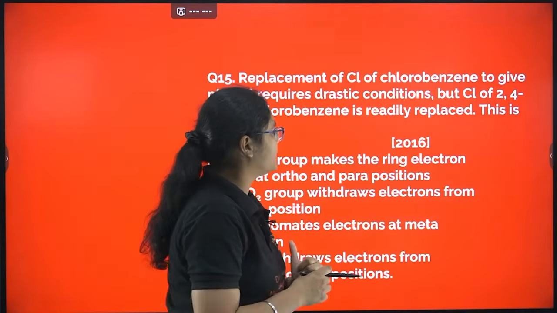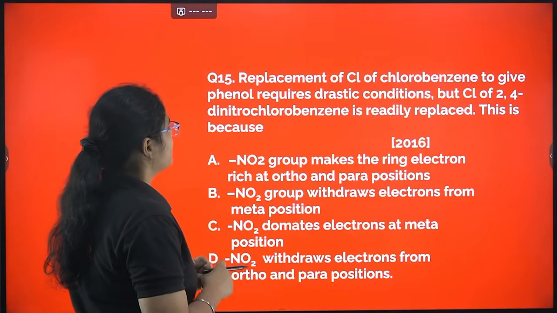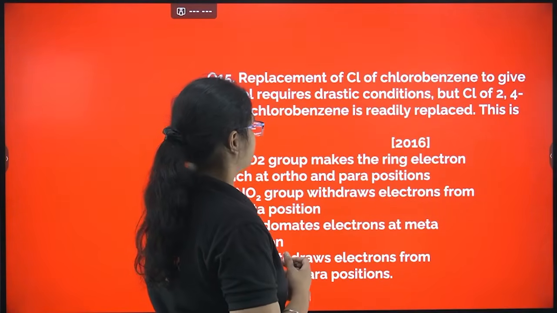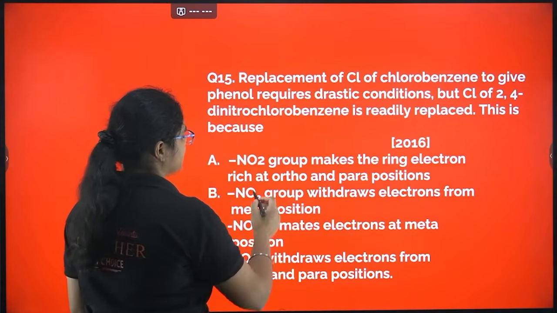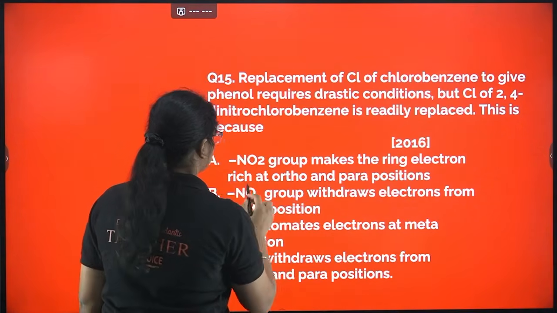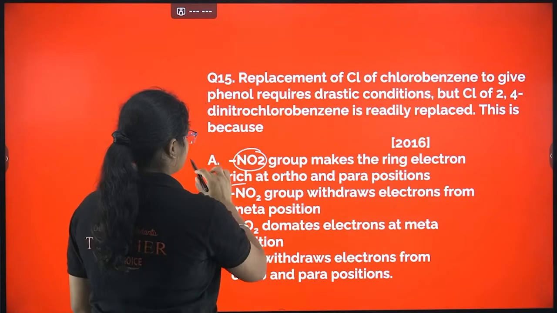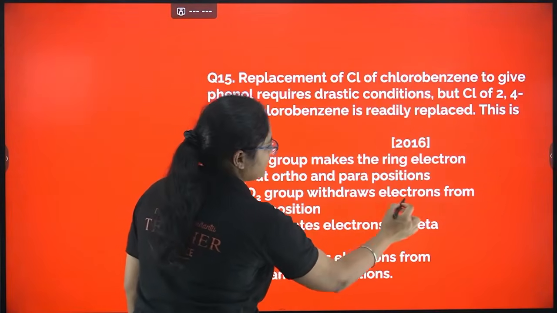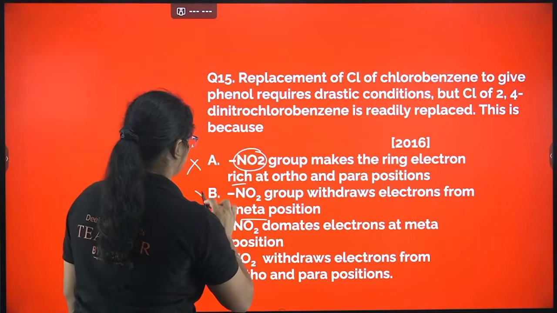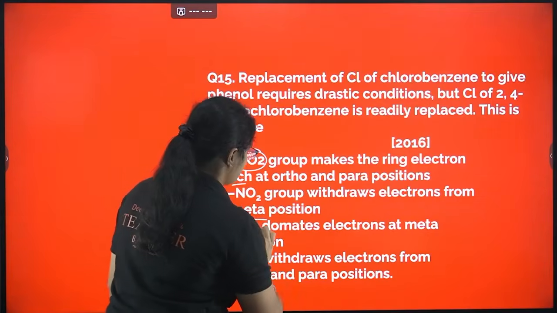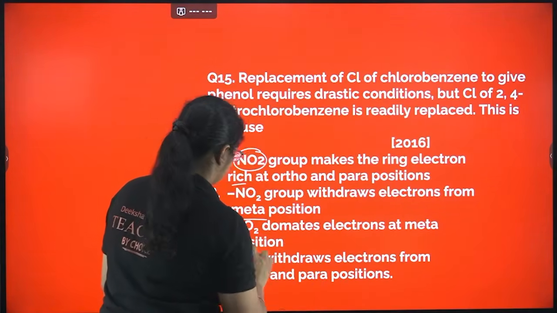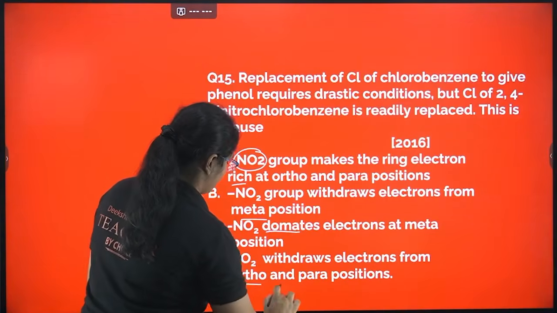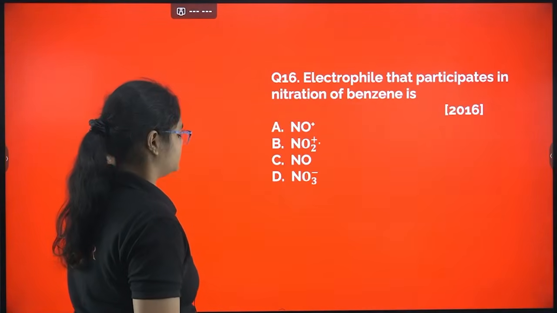Next, replacement of Cl in chlorobenzene to give phenol requires drastic conditions, but Cl of 2,4-dinitrochlorobenzene is readily replaced. This is because NO2 groups make the ring electron rich. No, NO2 is an electron withdrawing group. It makes the ring electron deficient. It withdraws electrons from the ortho and para positions. Yes, that is option number D.